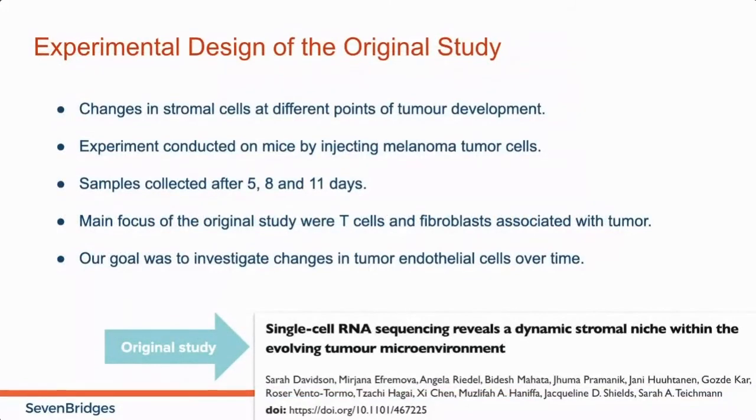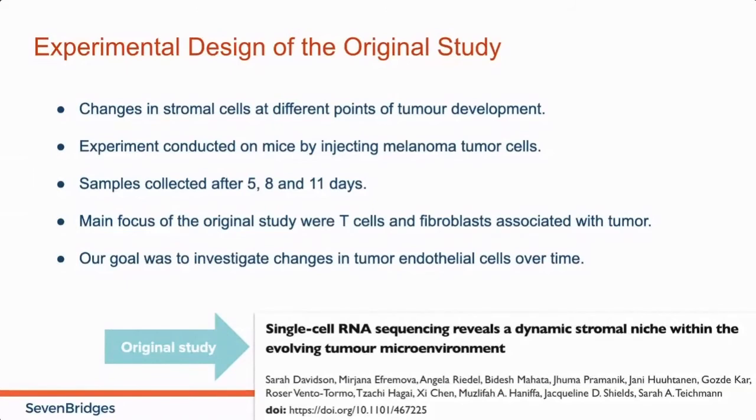So to demonstrate performance of the tools for processing full-length protocols and packages for trajectory inference, we perform some additional analysis using a dataset that is available on the Human Cell Atlas data portal. And this dataset comes from a study on tumor development in mice that is conducted in Teichmann laboratory. And the authors performed single-cell RNA sequencing to analyze changes in stromal cells, such as endothelial cells, fibroblasts, and immune cells at different stages of tumor development.